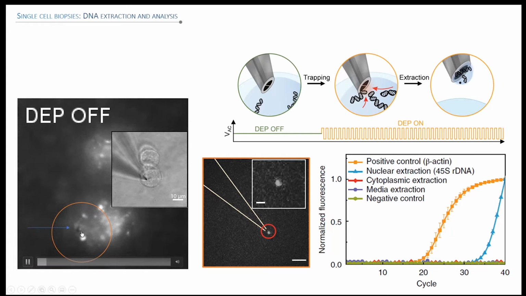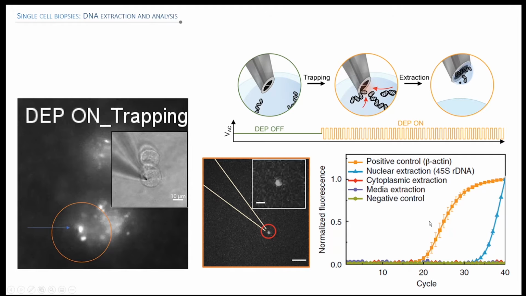Here you can see upon application of an AC dielectrophoretic field, the DNA accumulates at the nanotweezer tip, and then you can withdraw the tip from the nucleus, and you can still see the fluorescent spot on the tip, confirming that the trapped DNA is still there, and you can extract it out of the cell, and then you can perform further analysis such as qPCR amplification.